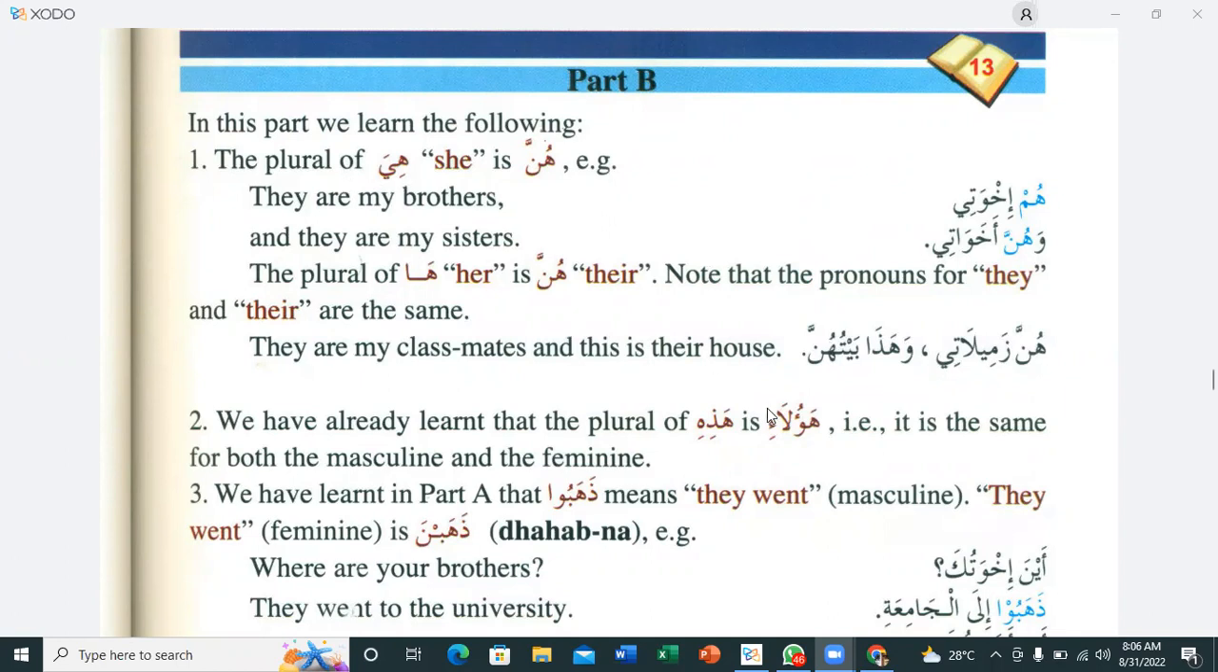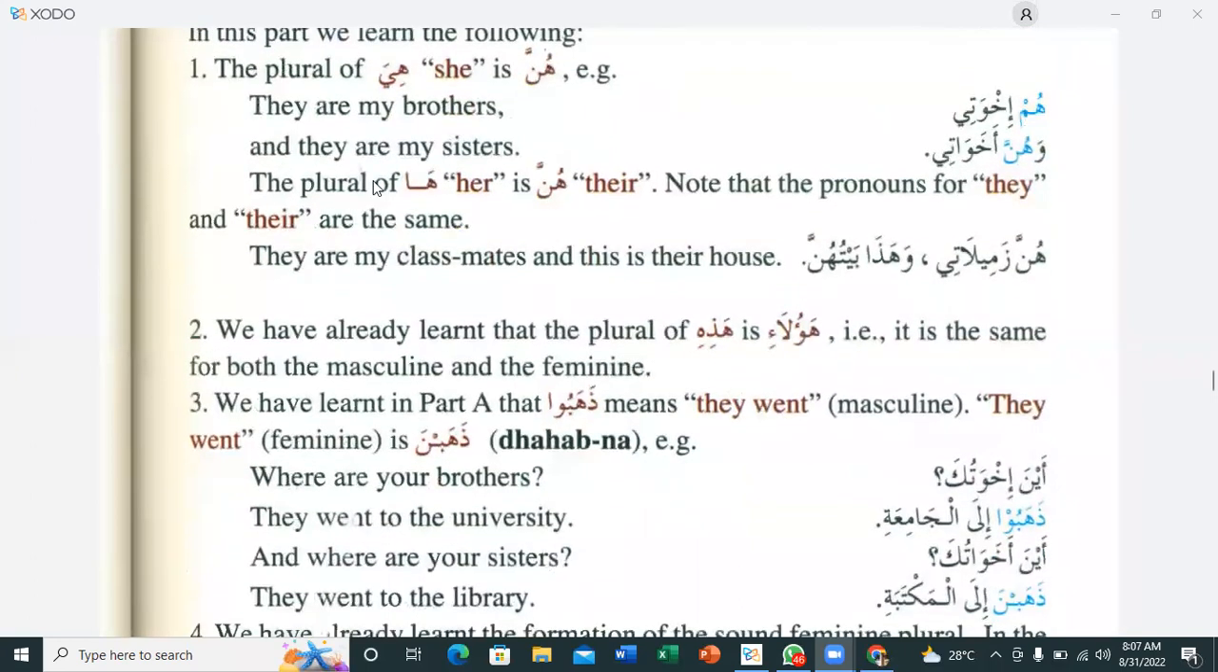So part B is this. In this part, we learn the following. Number one, the plural of hiya, that is she, is hunna. For example, if we say hum ikhwati, that means they are my brothers. And if we say wahunna akhawati, that means and they are my sisters.